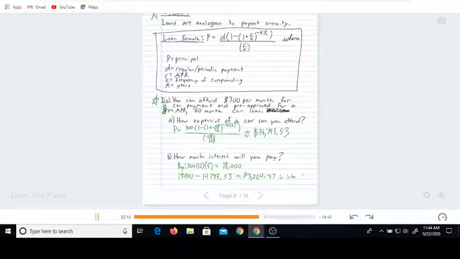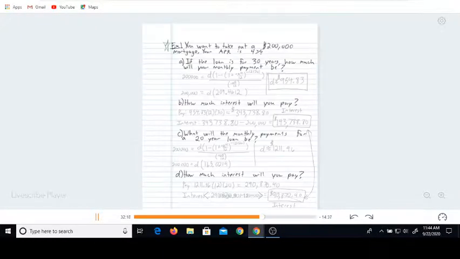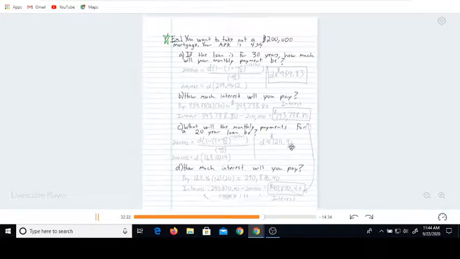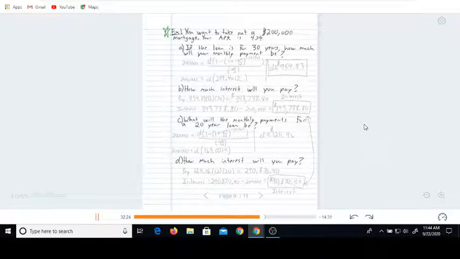Let's look at another example. Let's look at mortgages, home loan. Suppose you want to take out a $200,000 mortgage, APR is 4%. Let's look at the 30-year loan. What will your monthly payment be? So we know the principal is $200,000. We do not know what the monthly payment is, so we'll call it a letter.